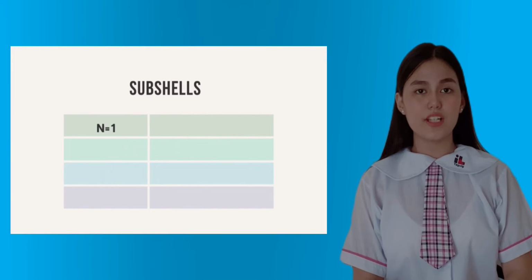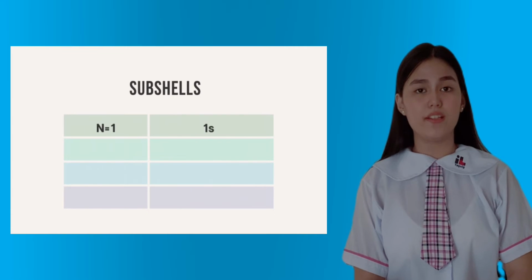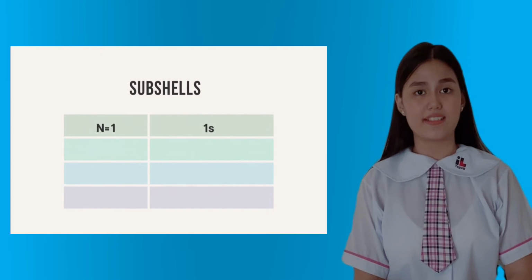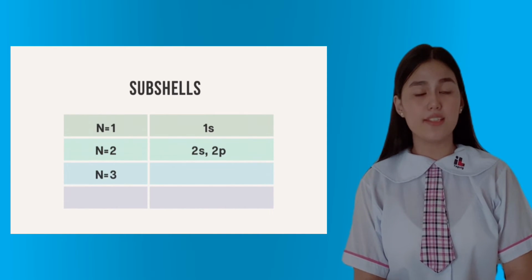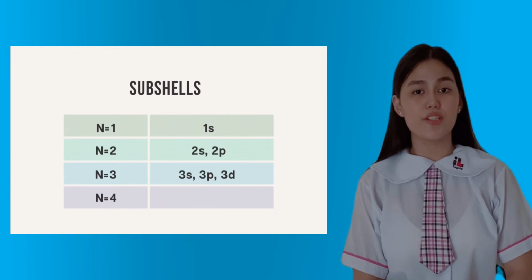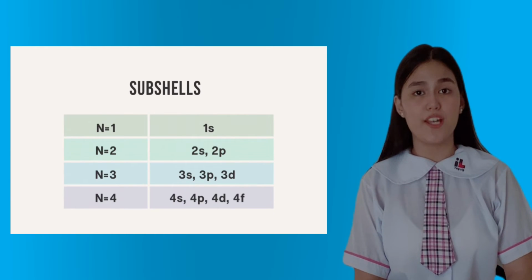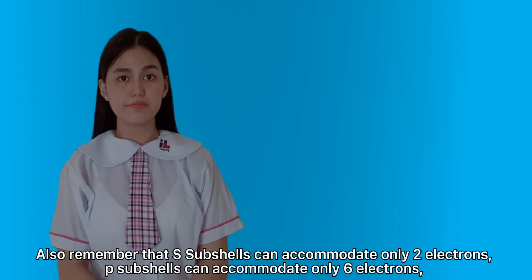contains. When N equals 1, it contains one subshell which is 1s. When N equals 2, it contains two subshells which are 2s and 2p. When N equals 3, it contains three subshells which are 3s, 3p, and 3d. When N equals 4, it contains four subshells which are 4s, 4p, 4d, and 4f.